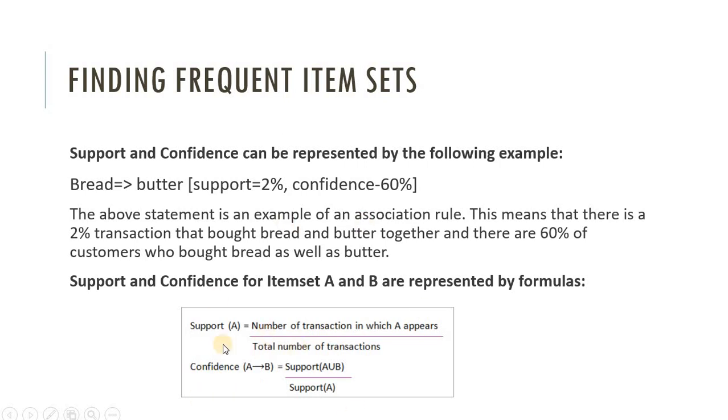This is the equation, and based on the equation you can see that support considers both A and B, both the conditions, so it is a union of those. So the value of confidence is very important.